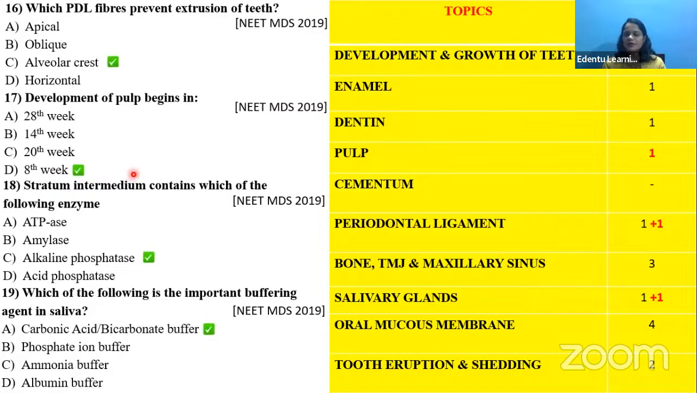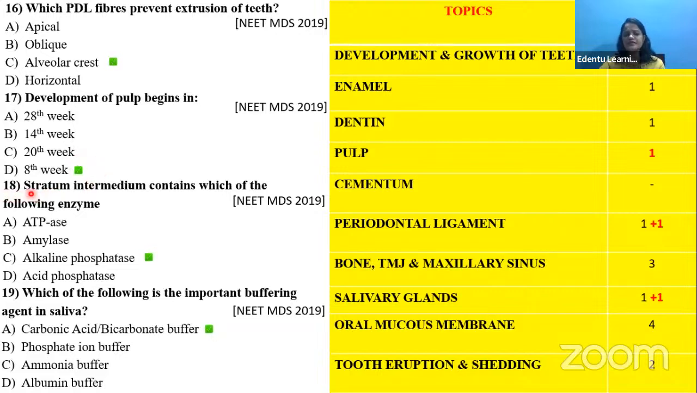The development question is very important. Other than the bell, cap and bud stage, you must also know about the development time for the enamel, development time for dentine, development time for the pulp, development time for the PDL, cementum, and the salivary glands, bone also. So you must be aware of that. You should know the in utero weeks in which the development is happening.